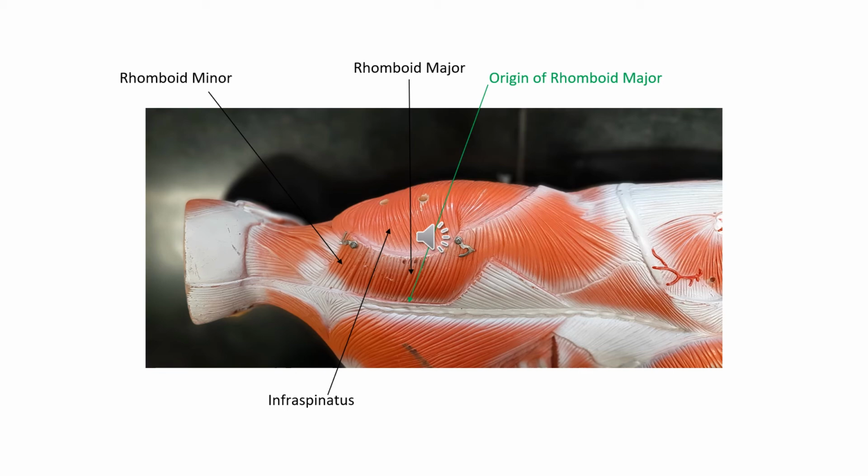This is the rhomboid minor. Its main actions are to fix the scapula to the thoracic wall and to retract and rotate the scapula in order to depress the glenoid cavity. This is the infraspinatus muscle. Its main action is to laterally rotate the arm.